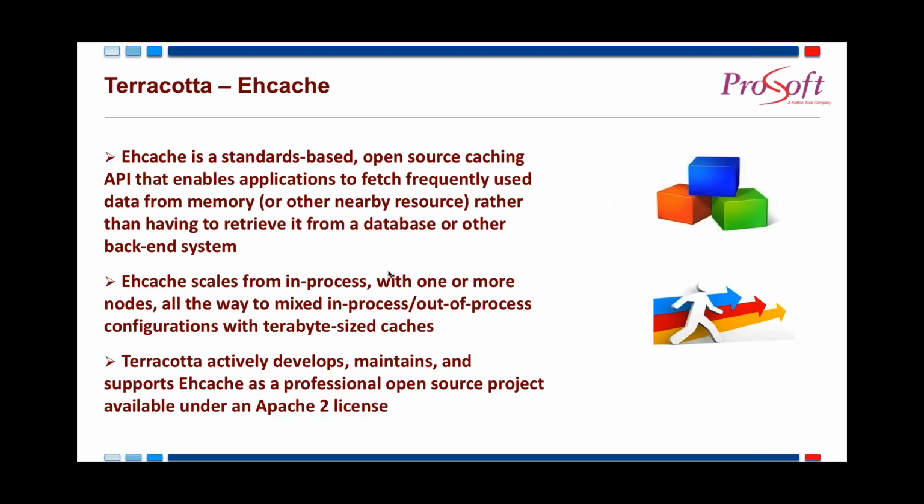Terracotta has different levels of products for different use cases. The first one is Ehcache. Ehcache is a standards-based open source caching API that enables applications to fetch frequently used data from the memory, and Ehcache is very scalable.